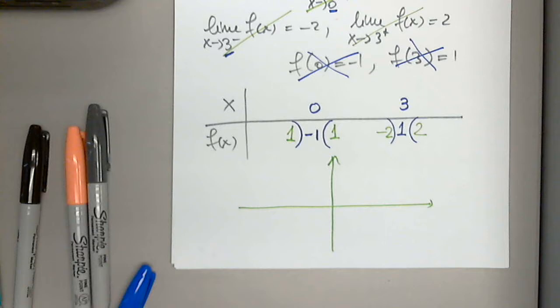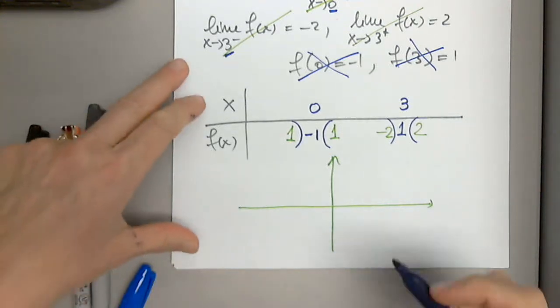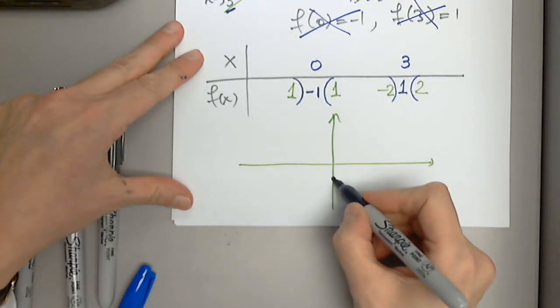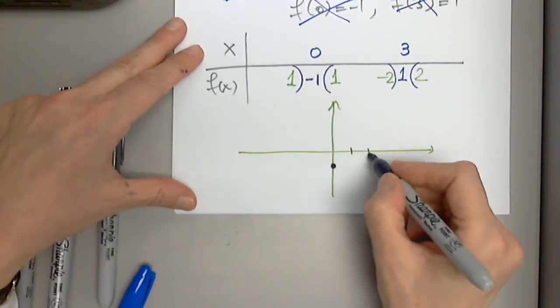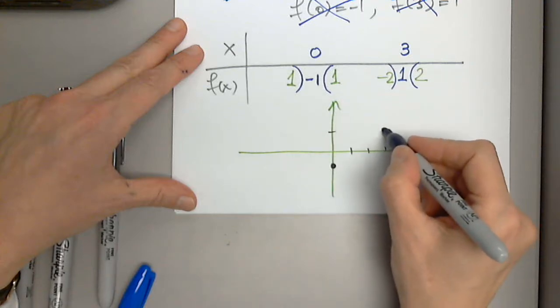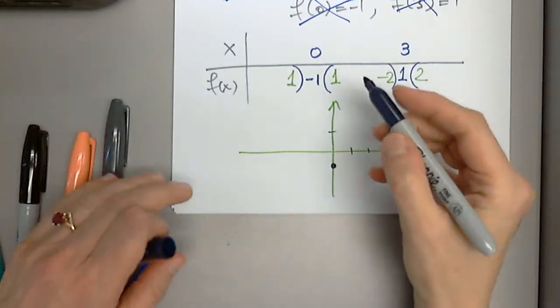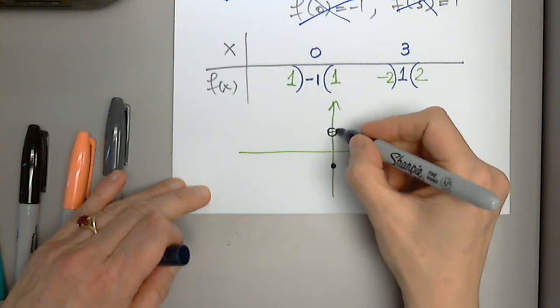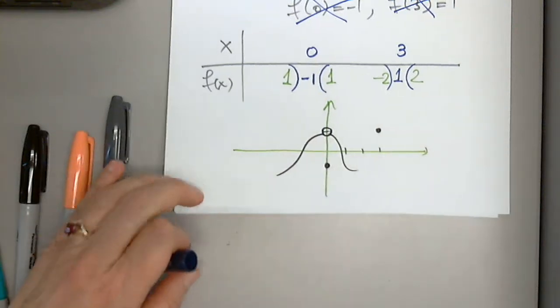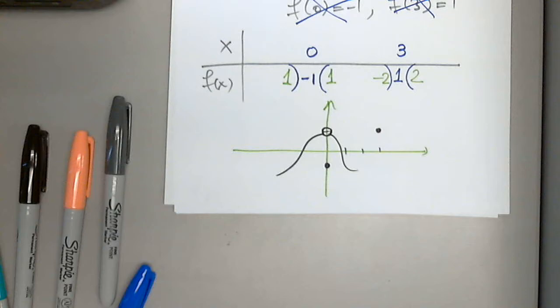Of course, I will start by plotting the points 0, negative 1, and 3, 1. 0, negative 1 is this point. 3, 1 is this point. Now, obviously, these limits left and right are the same. So the function left and right must go to 1. This is my example. You don't have to copy it. You can create your own.